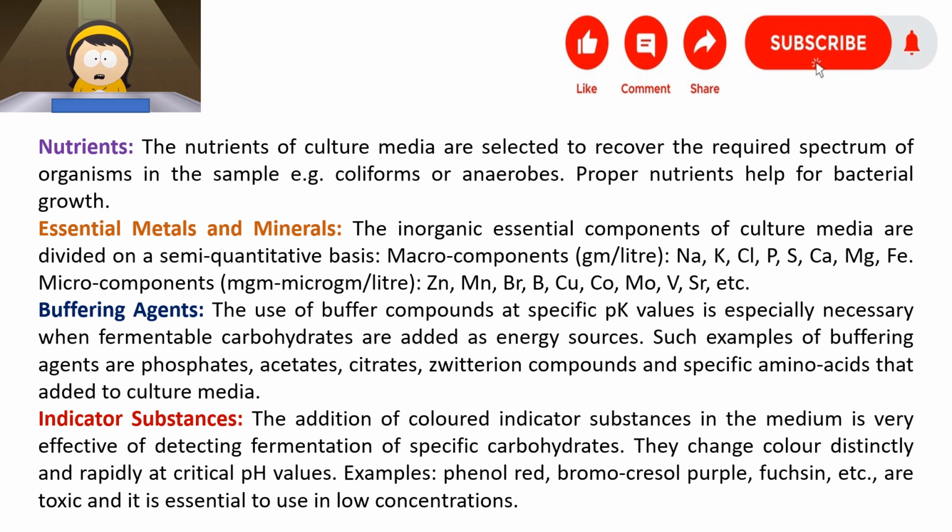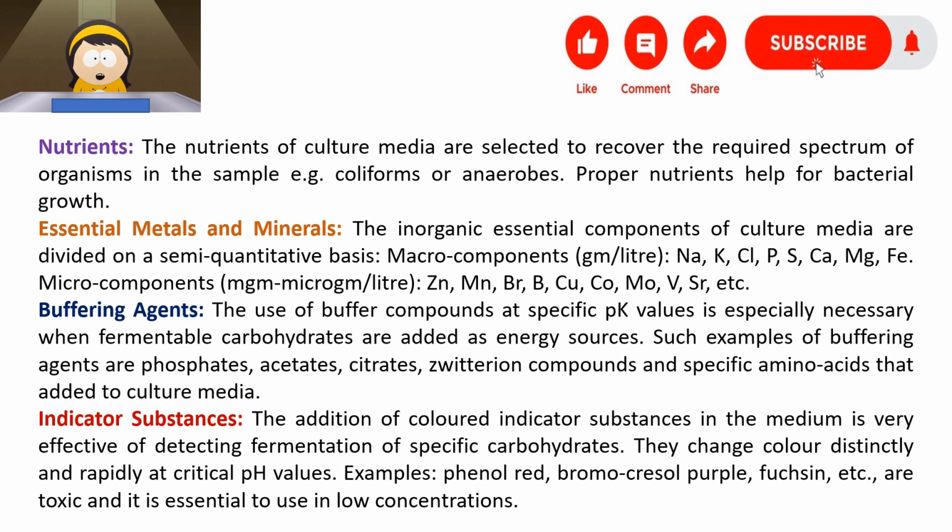Buffering agents. The use of buffer compounds at specific pK values is especially necessary when fermentable carbohydrates are added as energy sources. Examples of buffering agents are phosphates, acetates, citrates, zwitterion compounds and specific amino acids that are added to culture media.